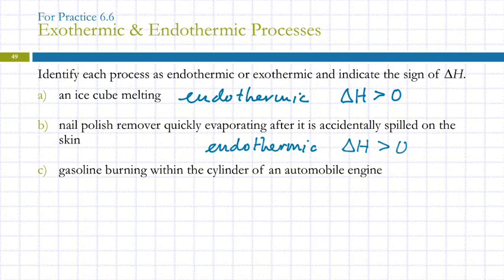Gas burning within the cylinder of an automobile engine. Exothermic. Anything burning, right? Think of a match and stick your finger close to it, burning, ouch, right? It's giving off a lot of heat. Exothermic. And if it's exothermic, what's the sign of delta H? It's negative. So we say delta H is less than 0. Any questions?